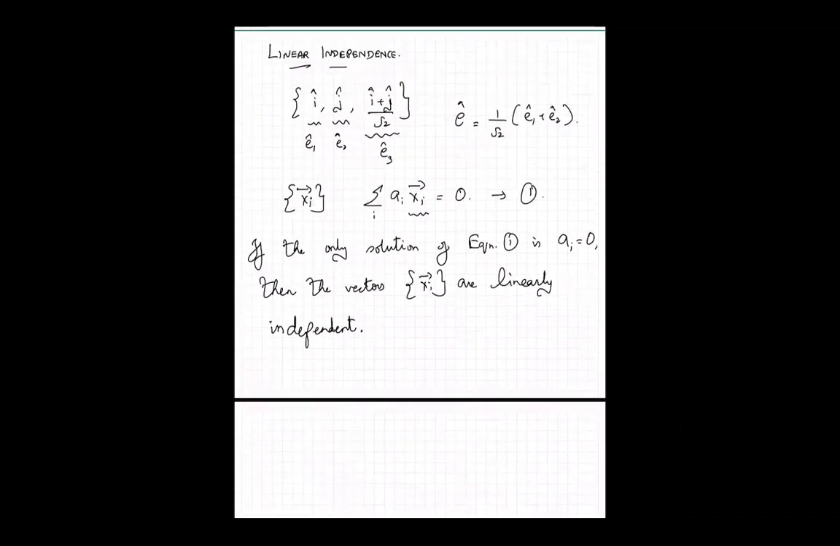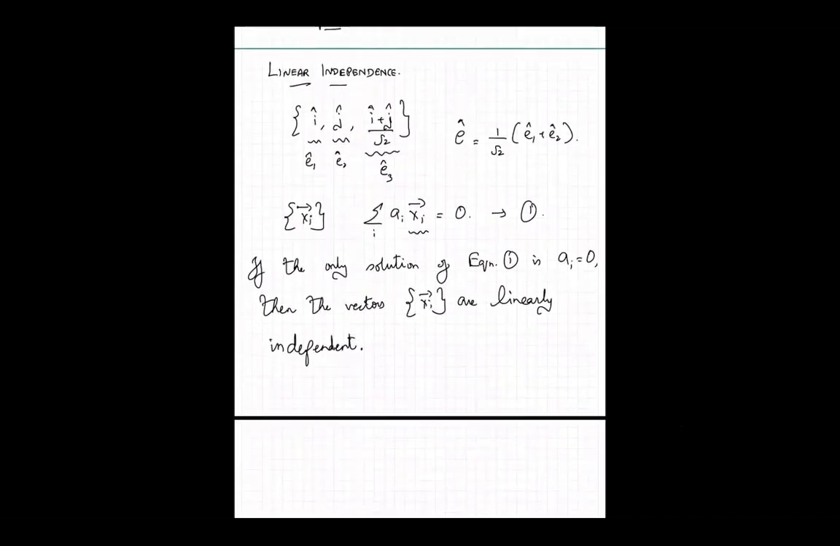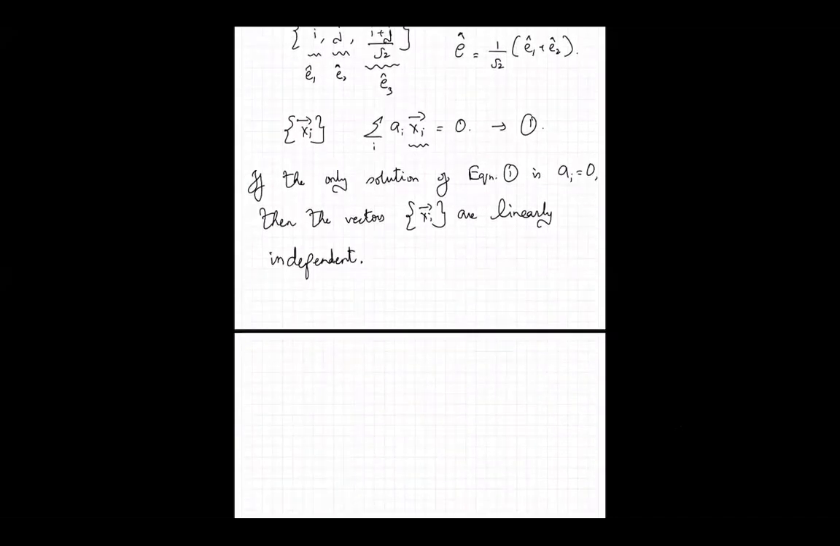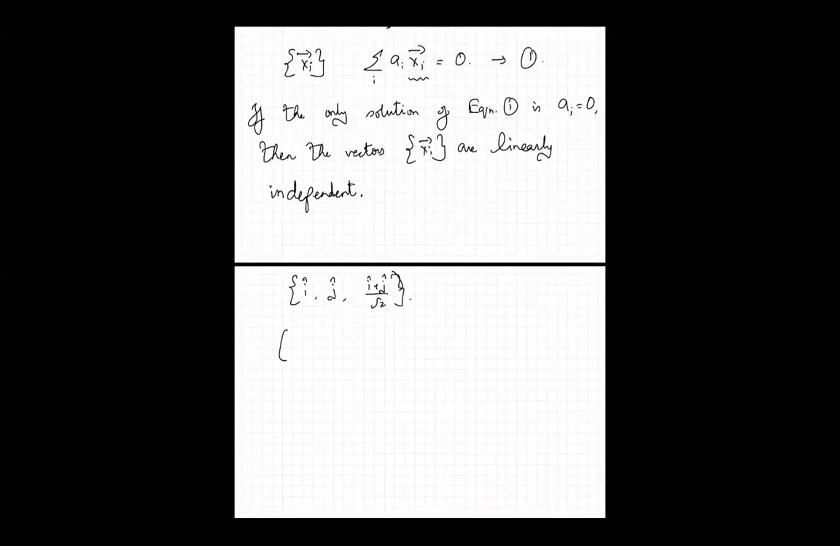So this is basically whatever I said in the first half, in mathematical notation. For example, take i, j, and (i plus j) over root 2. If I write them as column vectors, I can write i as (1, 0), j as (0, 1), and (i plus j) over root 2 as 1 over root 2 times (1, 1). This is the set of basis vectors here, in column vector notation.